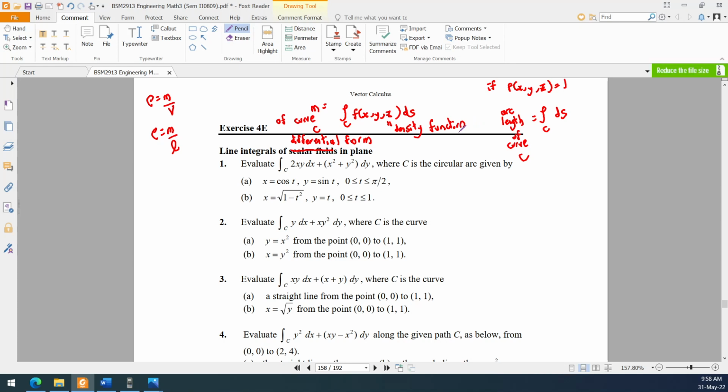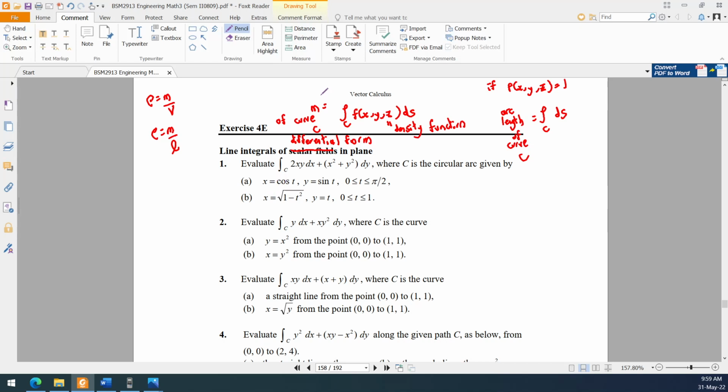Okay, and then now the line integral of differential form. Let's say question 1: evaluate the integral of 2xy dx plus (x squared plus y squared) dy, where C is a circular arc given by x is cos t, y is sin t, t from 0 to pi over 2. Questions A and B are direct questions, because the parametric equation for curve C is given directly.